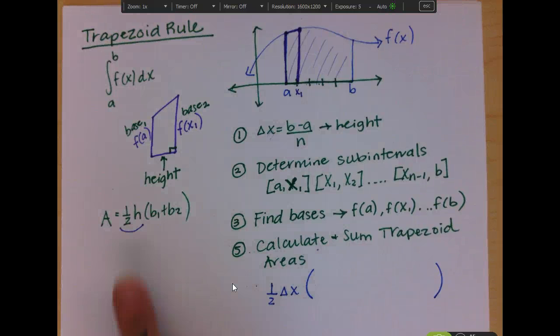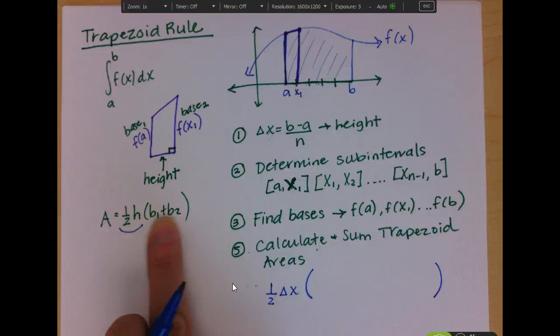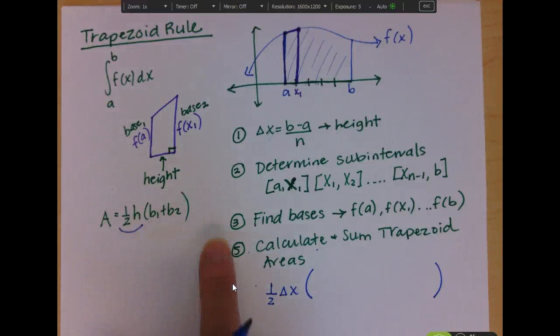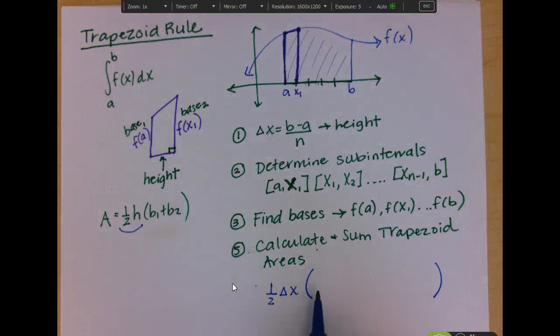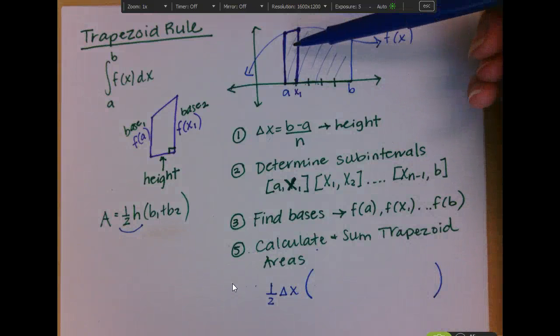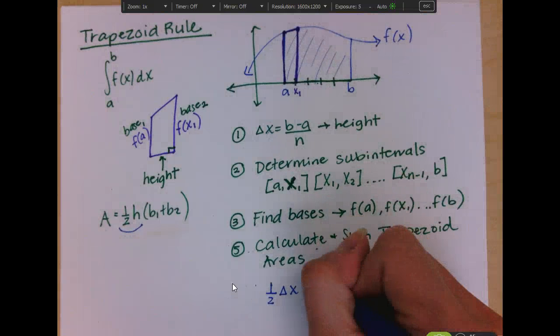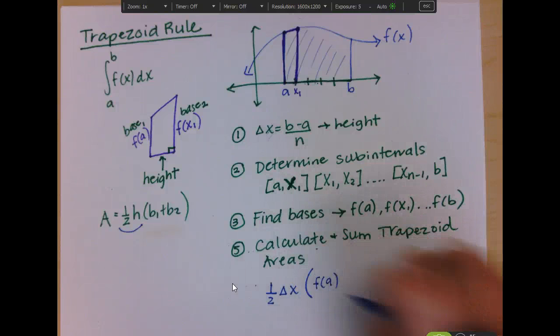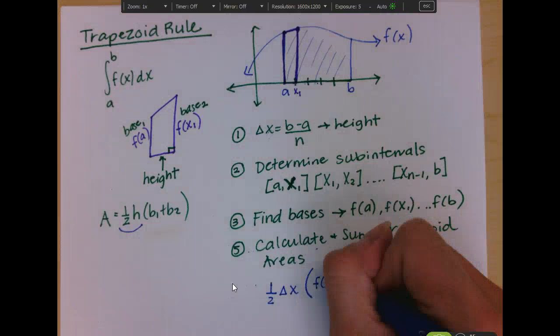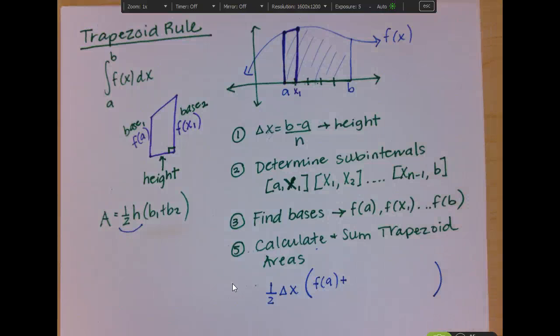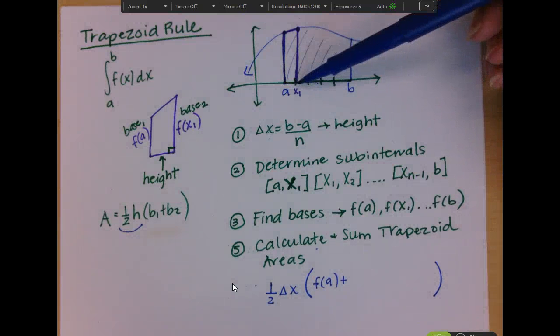So all we have to do is sum the 2 bases for each trapezoid, and then repeat that n number of times for every trapezoid we have. So let's look at how we would calculate those bases. For the first trapezoid we have, the left base is found by doing f of a, and I'm going to add that to the right base, which is f of x sub 1.